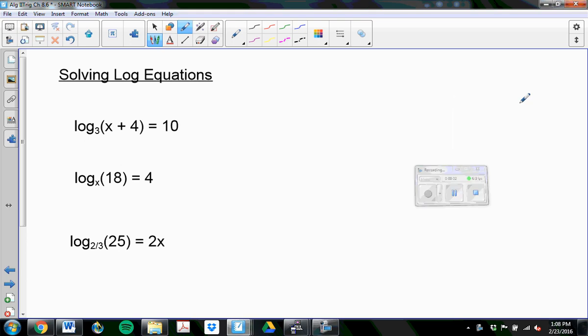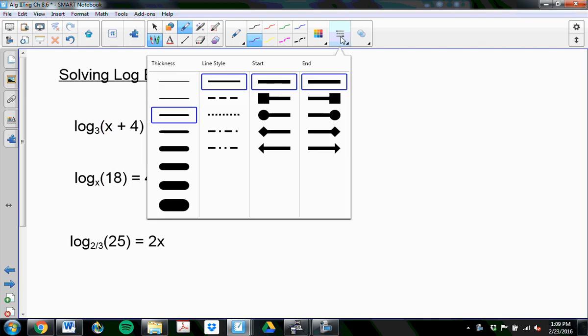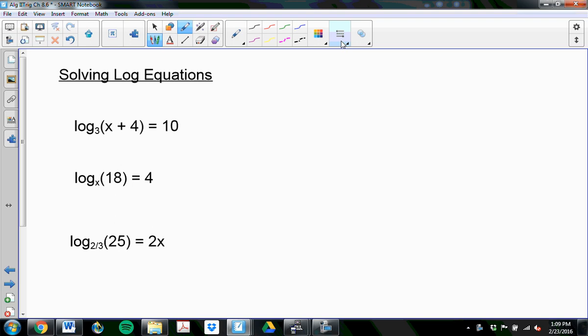Okay, let's solve some log equations. Here are three basic examples that move the x in different spots. The x can be here inside the function, it can be here as the base, or it can be over here as the power that the log is equal to. Moving the x into three different spots can change how you solve it, and so you want to be aware of all of these scenarios.